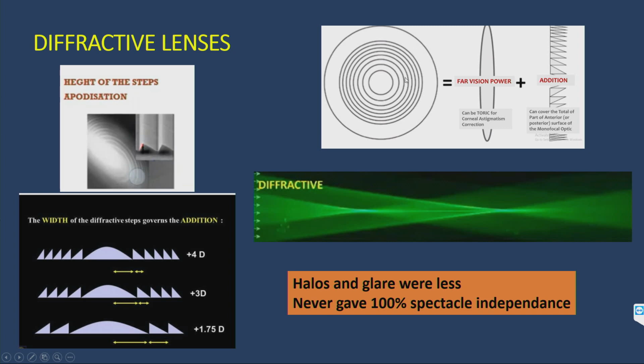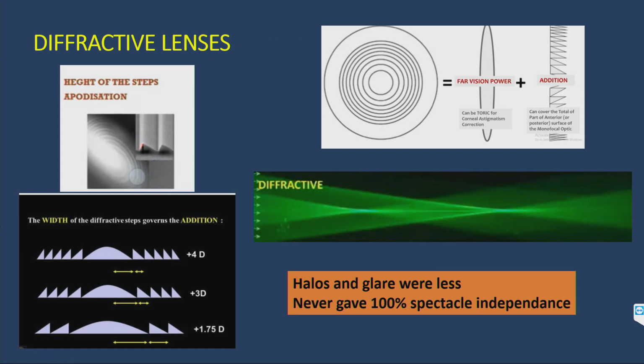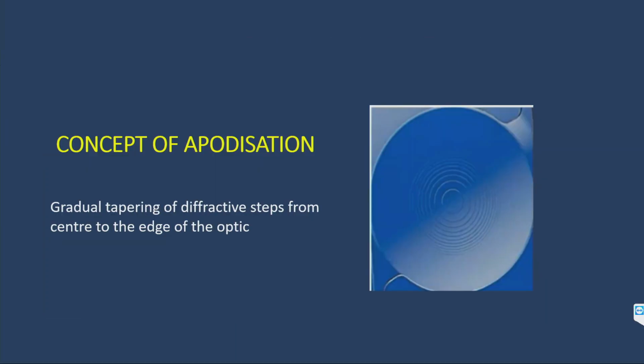Now coming to the diffractive lenses, they have multiple diffractive steps on the optic, and each of these steps from the periphery to the center focuses light at two different focal points, one for distance and one for near. According to the width of the step, that determines the addition. The narrower the step, the higher the addition, and when the height of the step was more, more light entered the eye. So these lenses had less halos and glare, but the intermediate vision was not great. Then came the concept of apodization, where there was gradual tapering of the diffractive steps from the center to the edge of the optic to give a smooth transition of light from distance to intermediate to near.